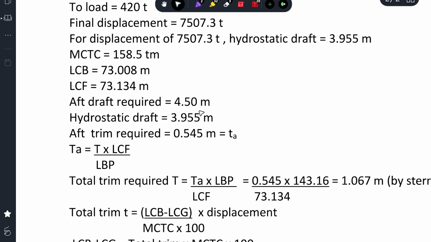So the difference between the two is 0.545 meter. I need to increase my aft draft by 0.545 meter more than the hydrostatic draft. So in other words, we must trim the ship by stern and my TA should be 0.545 meter. So to the hydrostatic draft, I must add TA to get the aft draft. So I must add 0.545 meter to my hydrostatic draft to get aft draft of 4.5. So in other words, 0.545 is the TA, aft trim. And we know the formula for aft trim is total trim multiplied by LCF upon LBP.